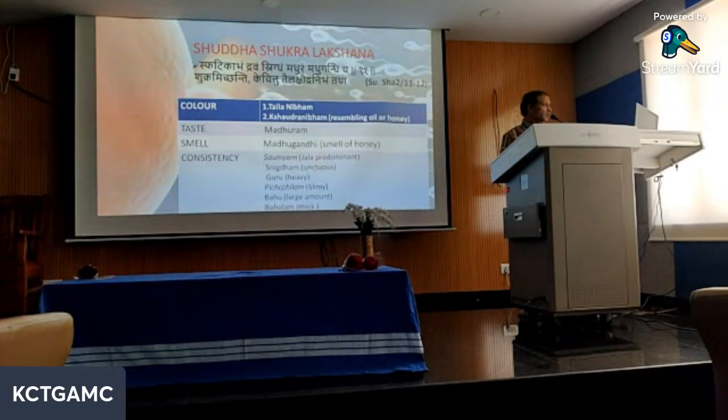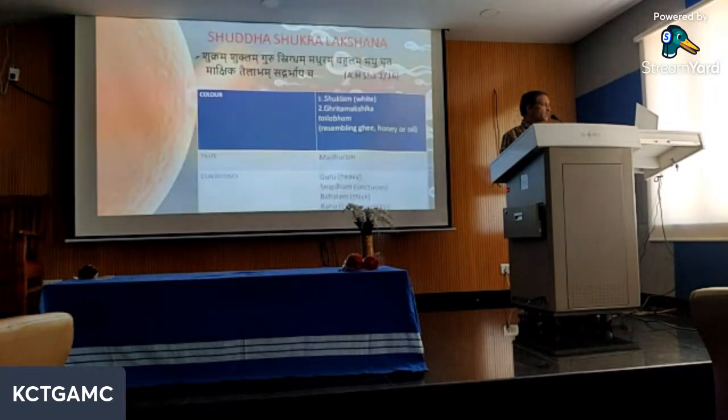Shuddha Shukra Lakshana continued, it will be having a consistency of bahalam. Bahalam is, it should have a proper quantity like 1.5 ml to 4.5 ml. Shuklam, it is whitish in color. Grita Matrika Taila Sannibam. Sometimes some of the Shukras are opalescent. Opalescent is ghee color or honey color or tilataila color. A small tinge of oil color is there. Then it is called tilataila sannibam. Okay.